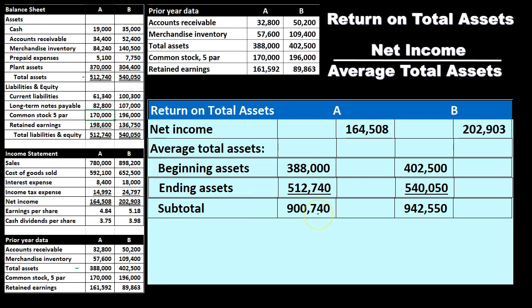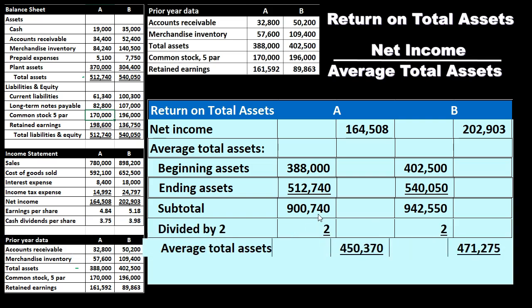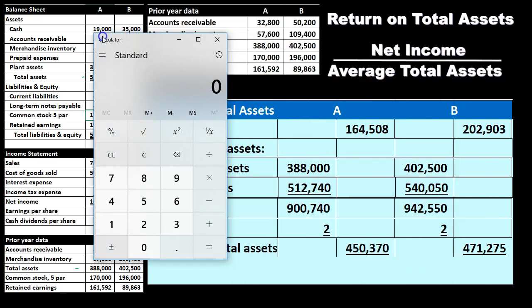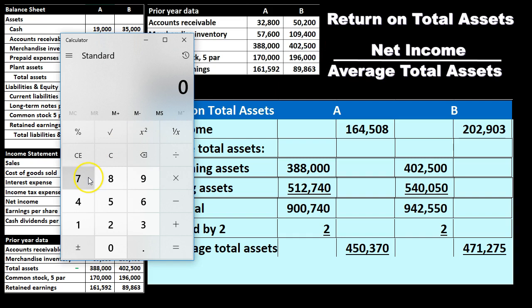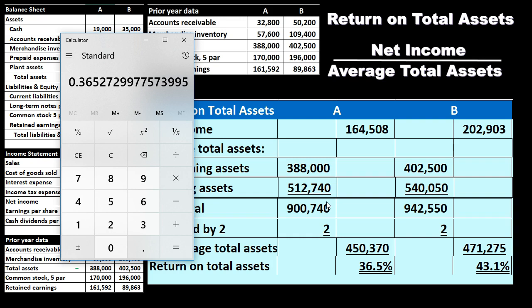We're going to add those two up. Why? Because we want to take the average of them. We're going to add them up, divide by the number of items that we have, which is 2. So we'll divide that by 2. That gives us the 450,370 for A, and the 471,275 for B. Then we can finally do our calculation here as it's shown in our ratio, that being the 164,508 net income divided by the 453,770, or in the 0.36, or the 36.5%.